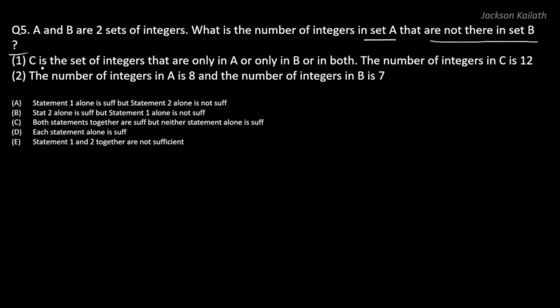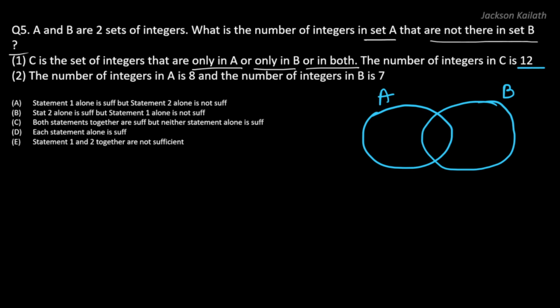Now let's get started with the question. Statement 1 says C is a set of integers that are only in A or only in B or in both. So let's try to visualize this. Let's say we have a Venn diagram and this is set A and this is set B. Set C is the set of integers that are only in A, which is this part over here, only in B, which is this part over here, or in both. So that's actually the union of these two, right? And that is given as 12.